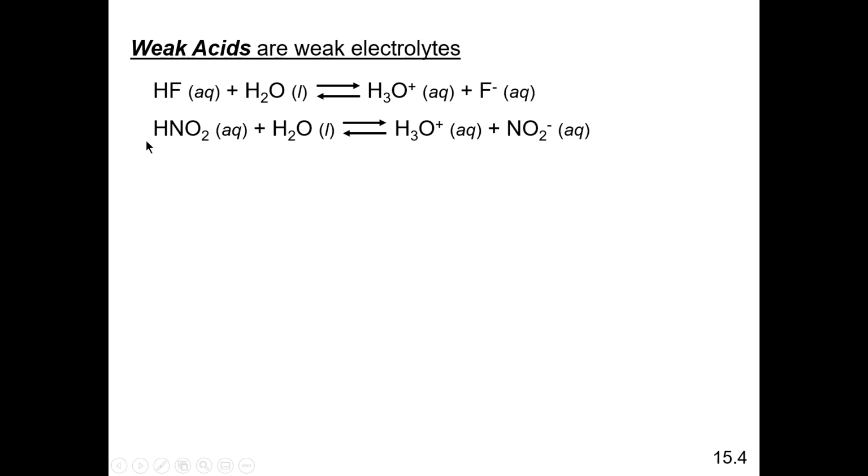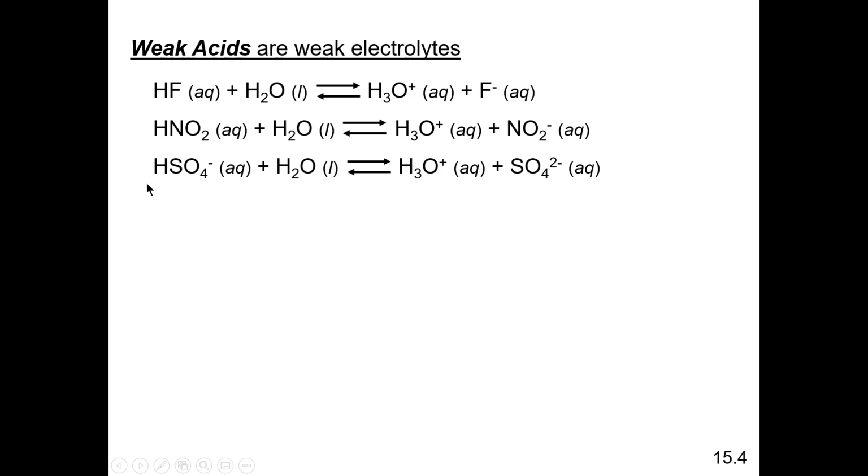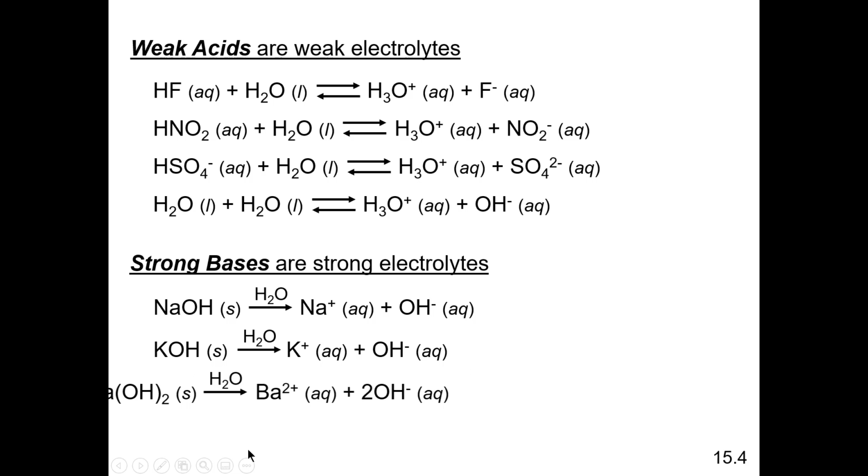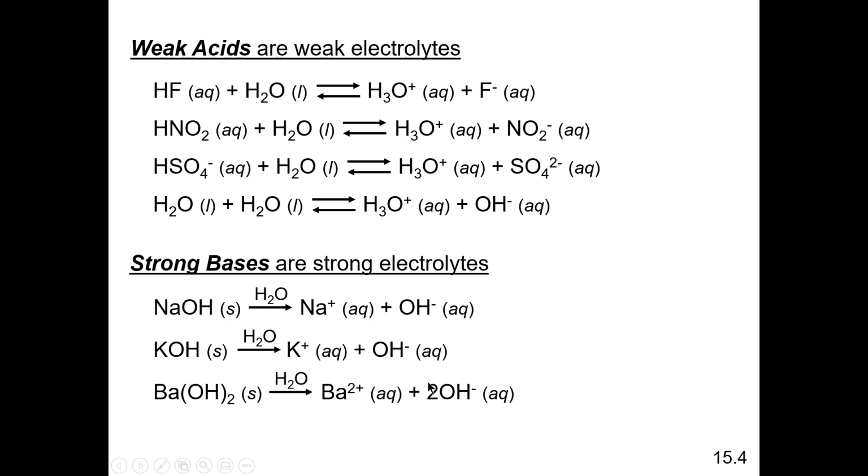Another example would be nitrous acid, another example of a weak acid. And so the hydrogen sulfate ion is also an example of a weak acid. And even water itself is a weak acid when it reacts with itself to form hydronium and hydroxide. All right, so these are all examples of weak acids. Strong bases undergo complete dissociation, such as sodium hydroxide, potassium hydroxide, and barium hydroxide. They all undergo strong or complete dissociation.